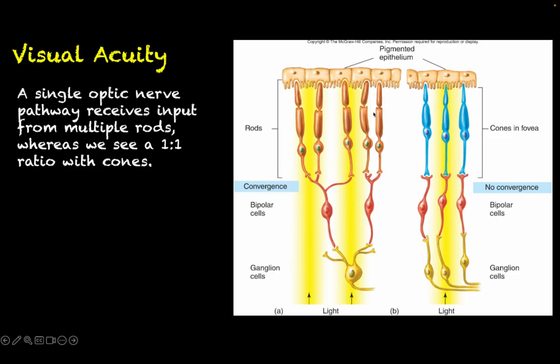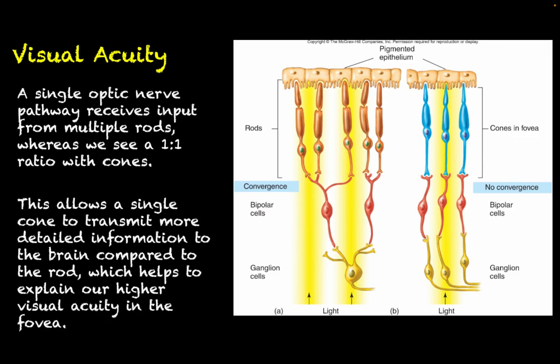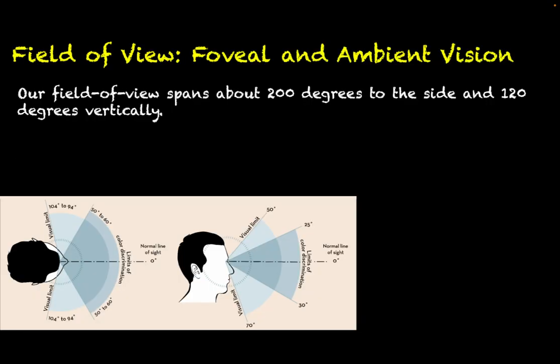So here you're stimulating 5 cones just to get one little piece of information. So if the brain's not receiving that much information, the brain's not going to really know 100% what to do with that, so it'll produce as little detail as it possibly can. So again, this difference in ratio between photoreceptors and retinal ganglion cells allows a single cone to transmit more detailed information to the brain compared to the rod, which is part of what helps to explain why our visual acuity in the fovea is much higher than in the periphery.